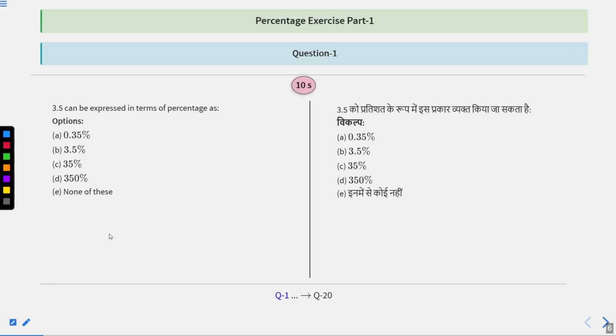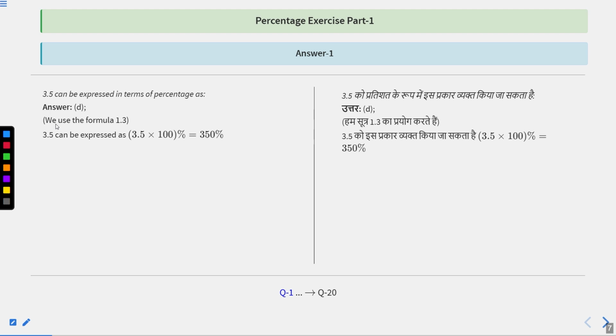The first question is: 3.5 can be expressed in terms of percentage as? You have 4 options. I will give you 10 seconds to solve this question, then I will give you the solution. Now your time starts now. Now your time's up. We move to the solution of this question.